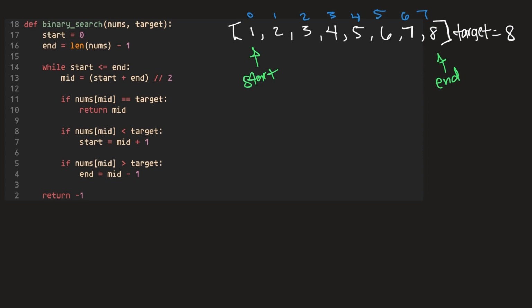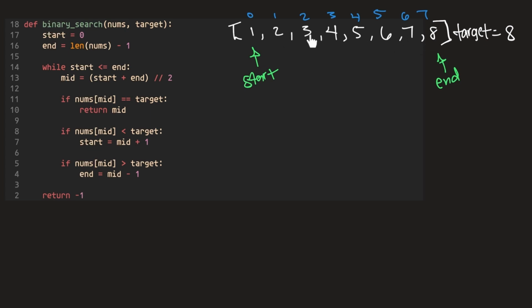So for our iterative solution, we're going to basically iterate through a while loop while start is less than or equal to end. So once start becomes greater than end, then we're going to terminate our while loop. And for each iteration of this while loop, we're going to recalculate the section of the array that we want to be searching. So for every iteration, I'll actually just write out which iteration that we're on.